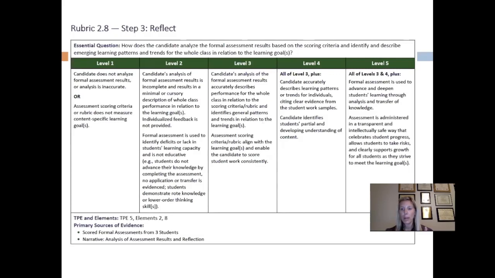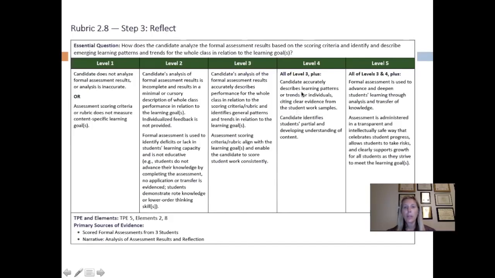You can do that, right? You can identify the patterns of learning you're seeing when you look at all the different work samples, and you can talk about them in relation to that rubric that you've created, because that's how you're assessing the work samples anyway. Then it says your assessment scoring criteria or rubric align with the learning goals and enable the candidate to score student work consistently. Seems to make sense.